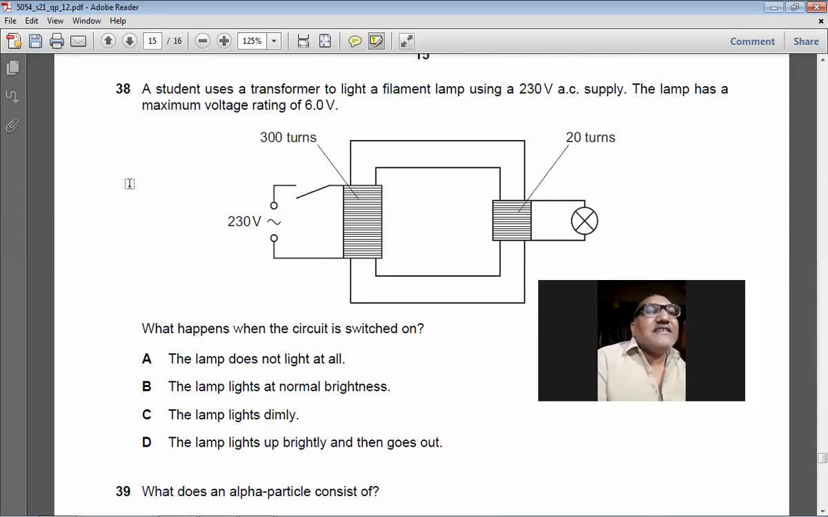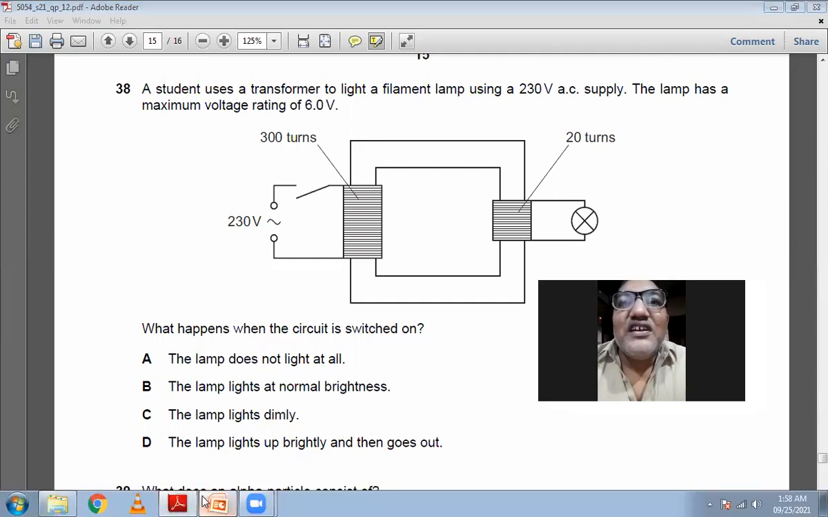What happens with the circuit when the circuit is switched on? Okay, so we have to calculate how much voltage is produced here. This lamp can only take 6 volt. So let me show you.